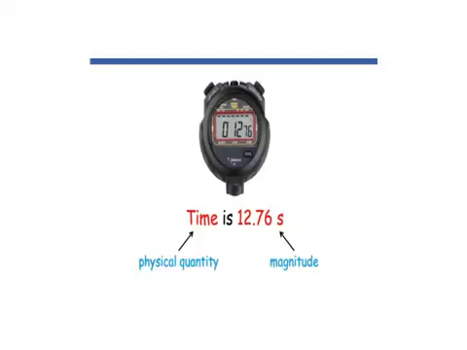We have another example of a scalar quantity, like time. It is a physical quantity that has only the magnitude, as you can see in the figure, or use in daily life too.